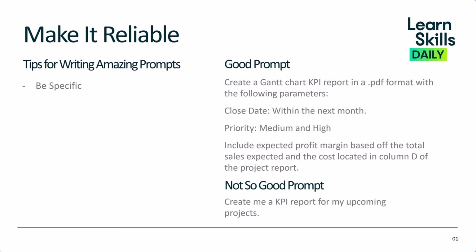If you can see from our good prompt, I have structured instructions. I'm asking it to create a Gantt chart KPI report in a PDF format with some parameters. In the not so good prompt, I'm leaving it very generic. I'm just asking, hey, create me a KPI report for my upcoming projects. You'll get results, but the results will take a lot longer to generate, and they likely won't be what you're looking for. So whenever you're creating these different prompts, always try to be as specific as humanly possible.